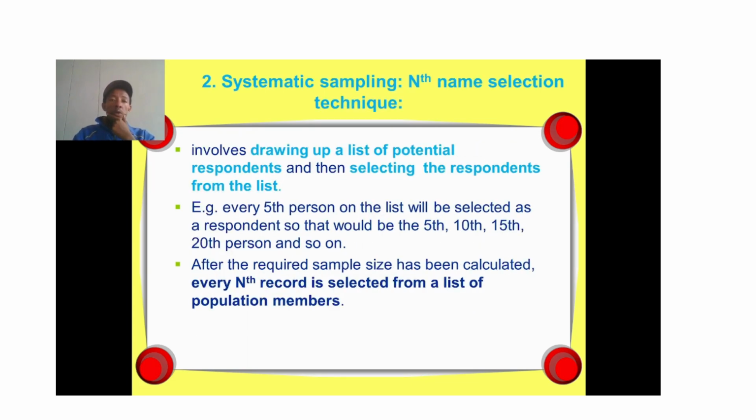So the second one is systematic sampling or nth name selection technique. This involves drawing up a list of potential respondents and then selecting respondents from the list. For instance, every fifth person on a list will be selected as a respondent. So that would be the fifth, the 10th, the 15th, and the 20th person. So first we select the first unit and then we select based on that size, interval or size. After the required sample size has been calculated, for instance, every nth record is selected from the list of the population.